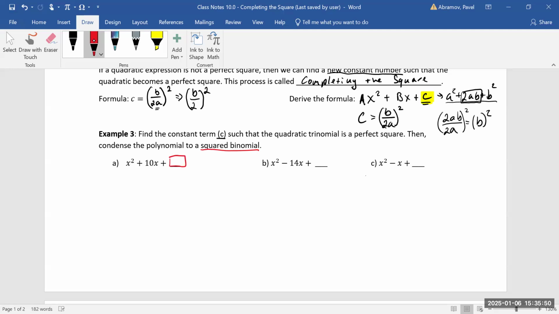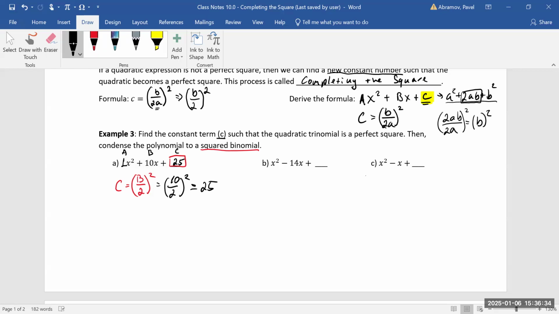Once again, we are using the formula c equals b divided by 2 squared, and our a is 1, our b, here the big B, so maybe I can even write it like this, our b is 10, and we need to know this c term. Okay, so this is going to be 10 divided by 2 squared, and that is, of course, 25. So we can put 25 here.